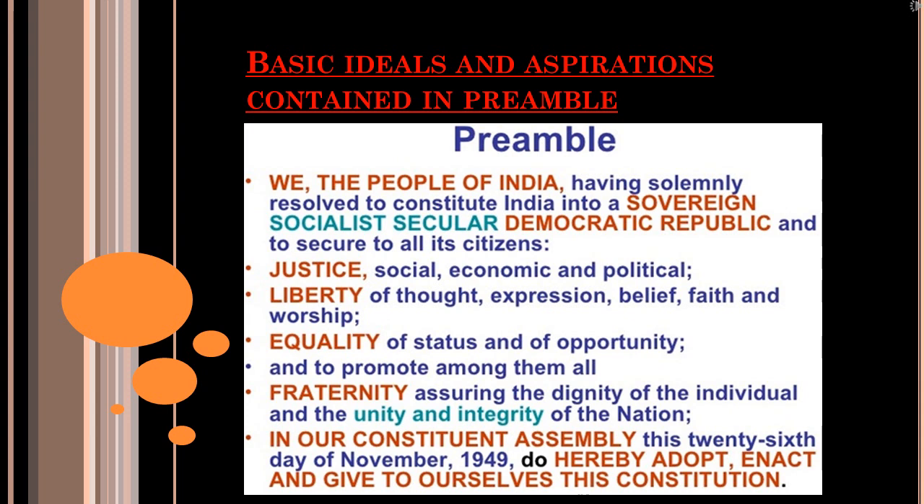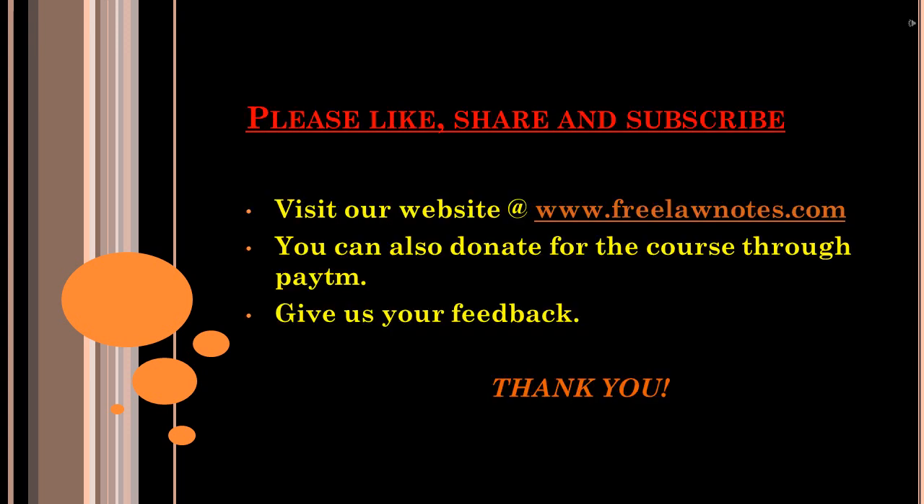Next, we shall promote fraternity, assuring the dignity of the individual and also the unity and integrity of the nation. So guys, these 2 words, unity and integrity, were also added by the 42nd Amendment Act. So we must follow and promote the dignity of the individual and the unity and integrity of the nation. So guys, these were the ideals and aspirations that are contained in the preamble.